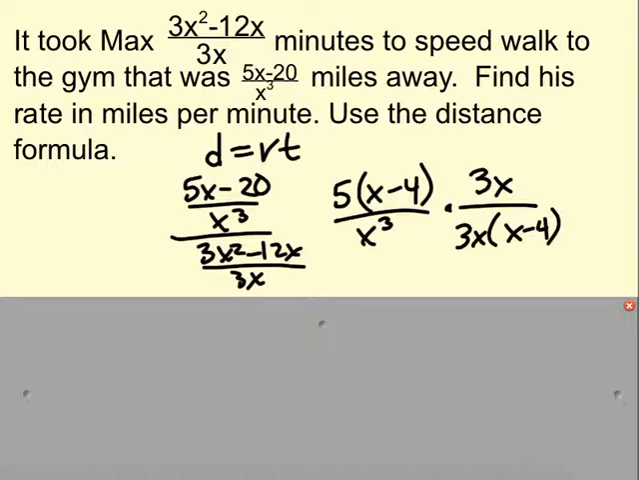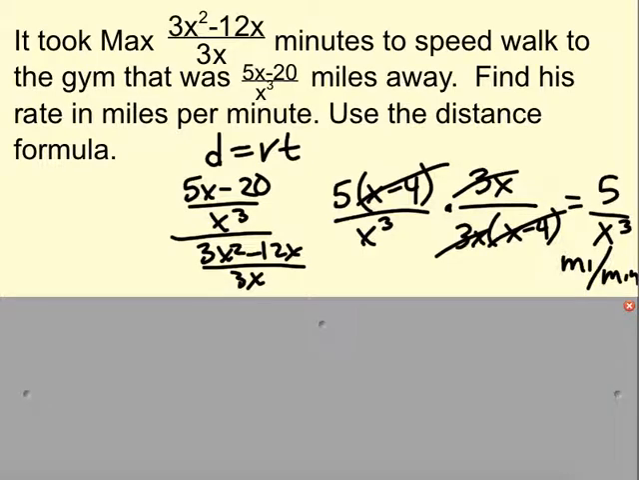Now there's some simplification that can happen. The x minus 4s can go away since they're factors. The 3x and 3x can go away, and I'm actually left with 5 over x to the third. That is my rate in miles per minute.